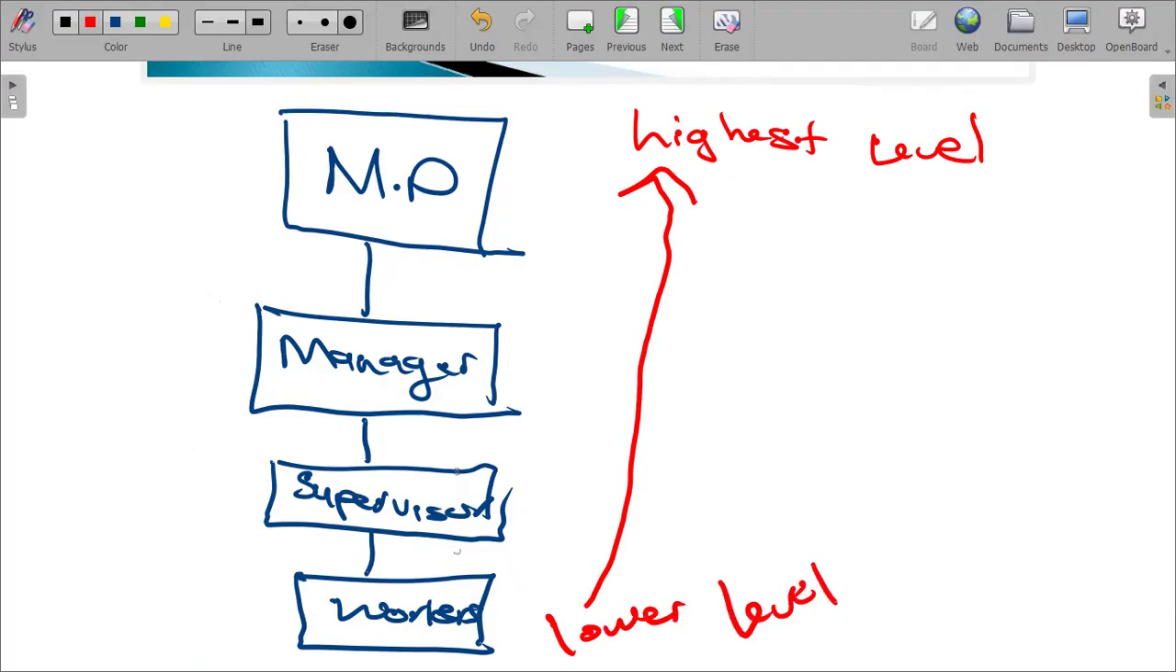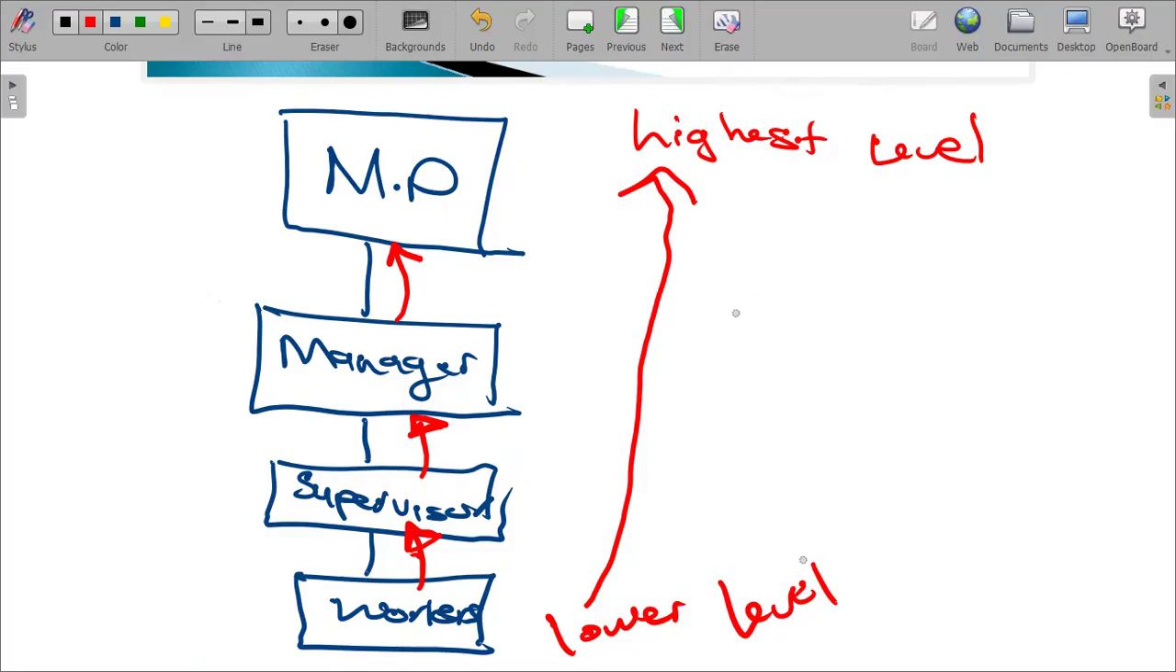Upwards communication, right? For example, the manager can give feedback to the managing director, and the supervisor can also give suggestions or opinions to the manager. And you can find that workers can also give a report to the supervisor. We call it upwards communication.